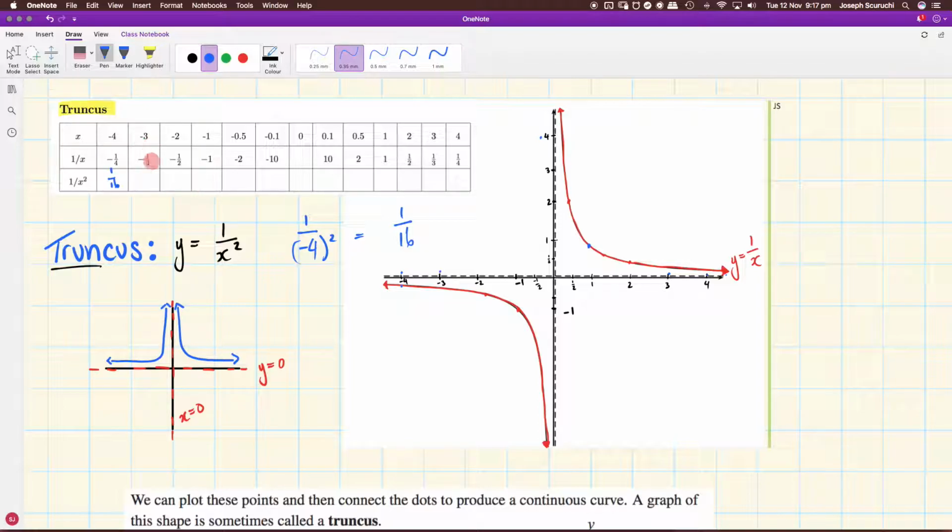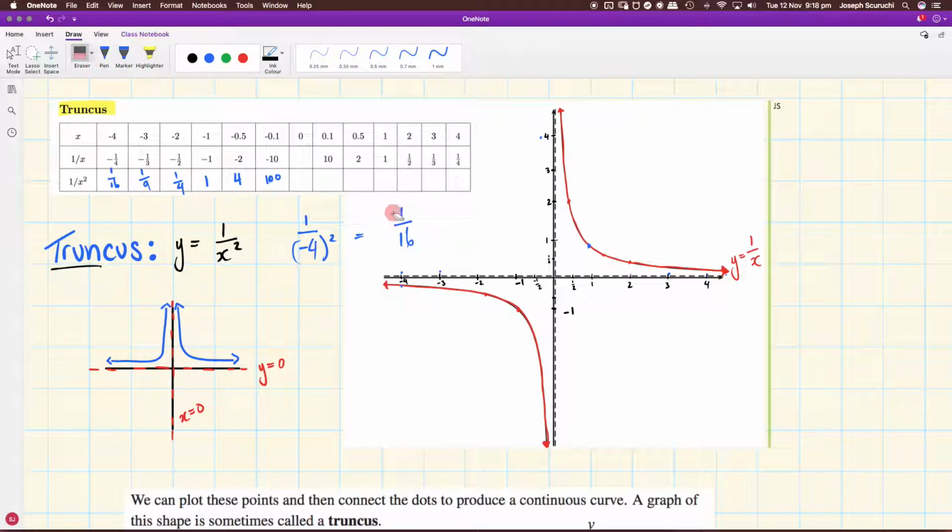So when I put -3 in, I'm going to get 1 over 9. When I put -2 in, I'm going to get 1 over 4. This is going to be 1. This is going to be 4. This is going to be 100. That is very important: when I put a negative x in, I get a positive y out.